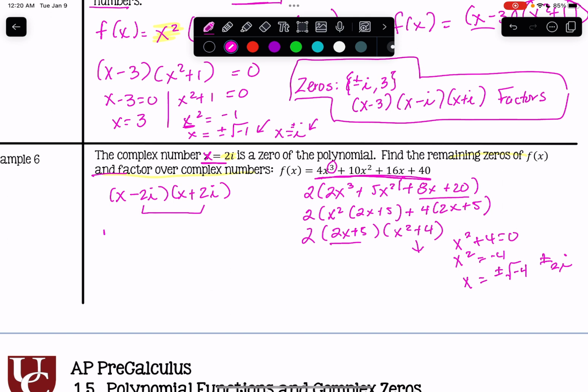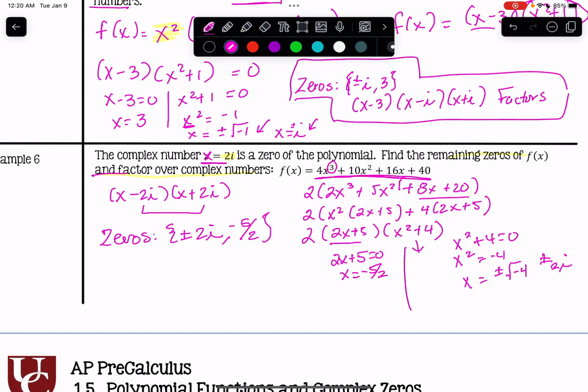All right, so let's get our zeros. That would be plus or minus 2i. And then we didn't do this one. It's 2x plus 5 equals 0, so x is negative 5 halves. So we have negative 5 halves. So those are our 3 zeros.